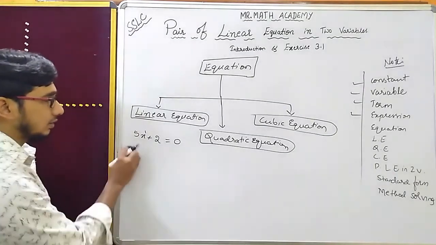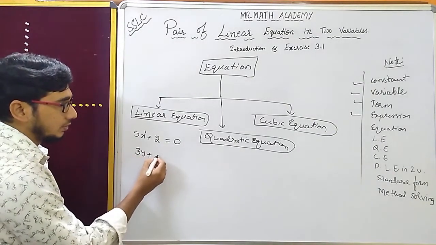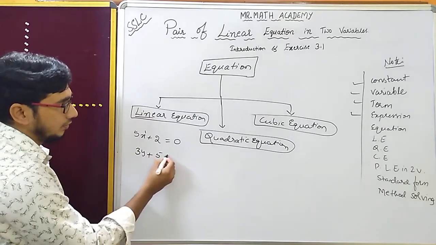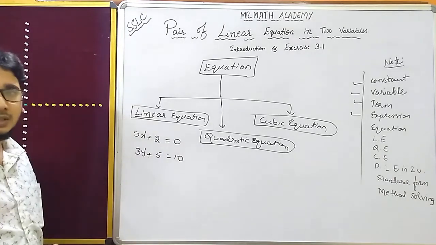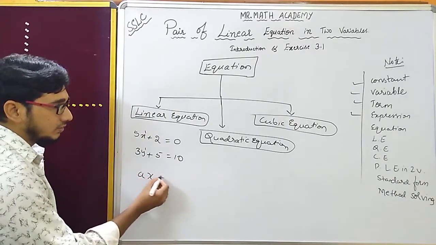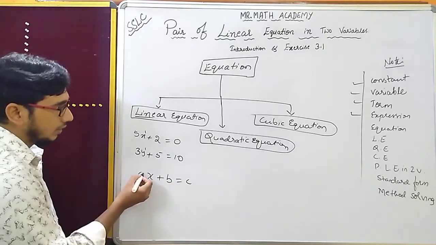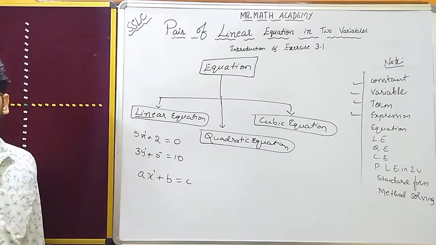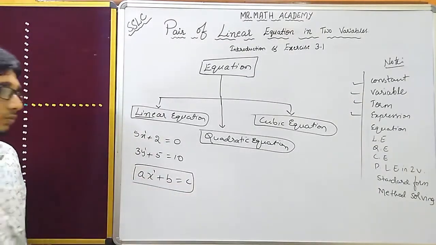So anything we can write, 3y plus 5 is equal to 10. See, y to the power 1, so it is linear. So the standard form we can write as ax plus b is equal to c or 0. The main thing is power 1 should be there. So consider this as the standard form.